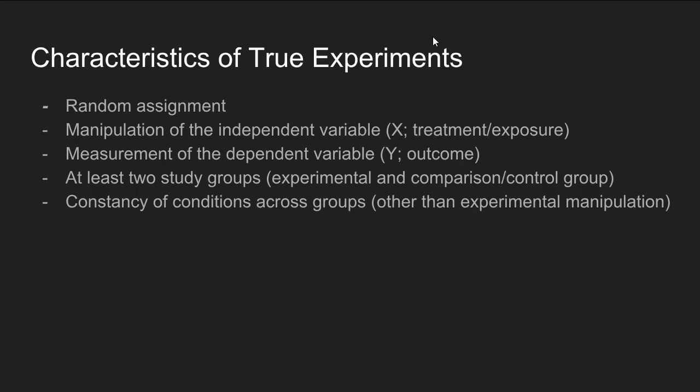The final criteria for true experiments is the constancy of conditions across groups. So the researcher wants to make sure that everything is similar in terms of the characteristics, the environment, the setting between the experimental and comparison group. The only thing that is different between these two study groups is that the experimental group receives the treatment or exposure and the comparison or control group does not receive that treatment or exposure. That should be the only factor that distinguishes the two groups. Otherwise, you want constancy of conditions between the experimental and comparison groups.